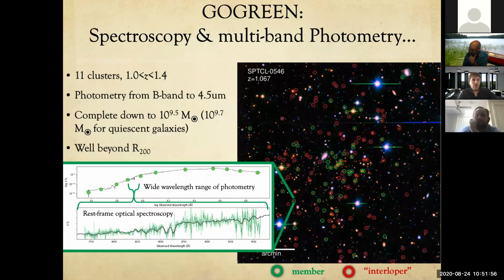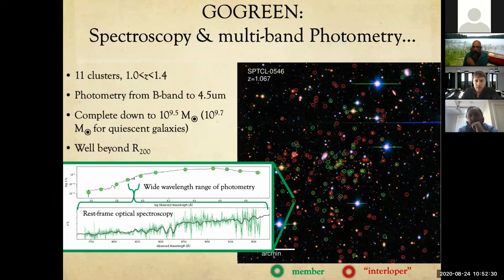Now, going very quickly over the GoGreen survey again, but this is of course what Mike already showed. Here is the large sample of 11 clusters, which we can all combine. The photometry ranges from B band all the way to the mid-IRAC bands for all clusters. The photometry is complete down to about 10^9.5 solar masses, a bit shallower for quiescent galaxies. And also with the photometry, we probe well beyond R200.